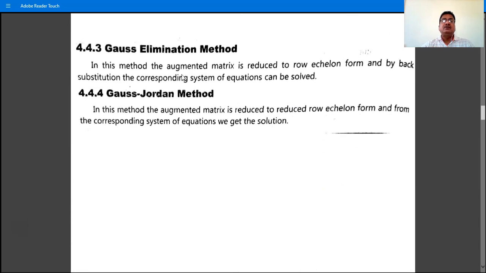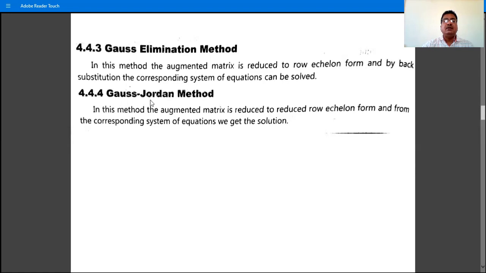So there are two methods to solve a system of linear equations. One is the Gauss elimination method. In this method, the augmented matrix is reduced to row echelon form, and then by back substitution, the corresponding system of equations can be solved. That is, in the Gauss elimination method, write the system in matrix form, write the augmented matrix, reduce the augmented matrix to row echelon form, and then by back substitution we get the solution of the system.